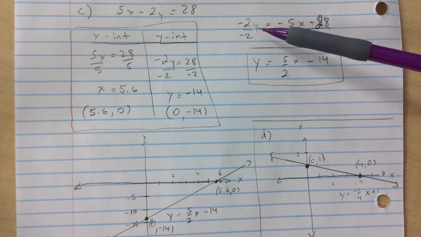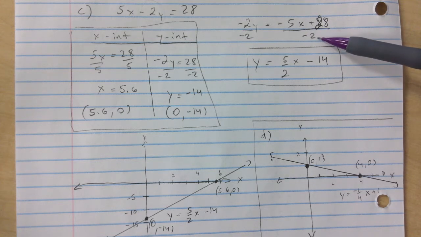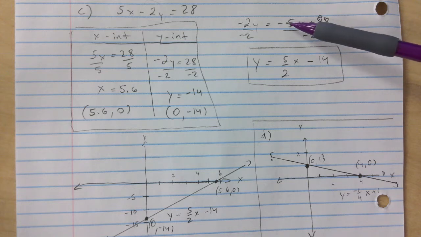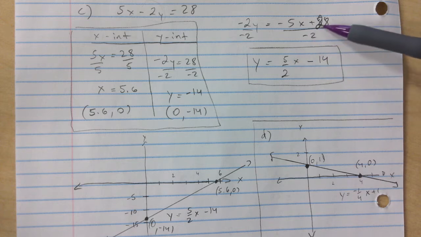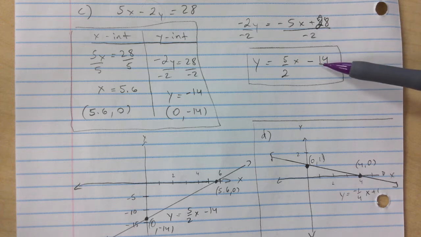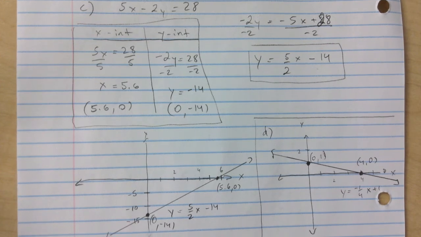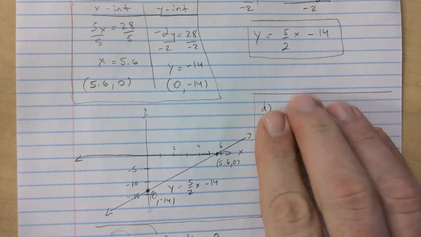I rewrite it on the side here. My first line right away shows that I bring over the 5x, subtracting. Then I divide both sides by negative 2. The 5 and the 2 are both negative, so that turns into a positive. And 28 divided by negative 2 is negative 14. So this is the rearranged version of your equation, the slope-intercept form. Don't worry about this one here just yet.